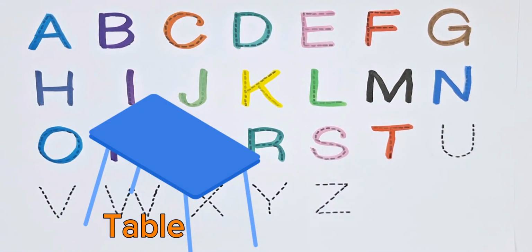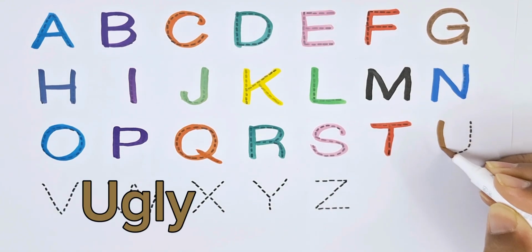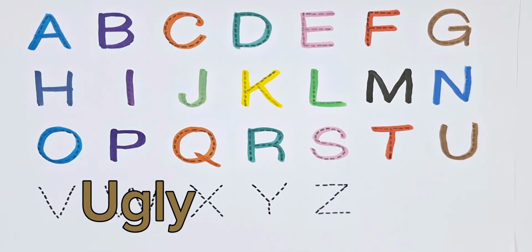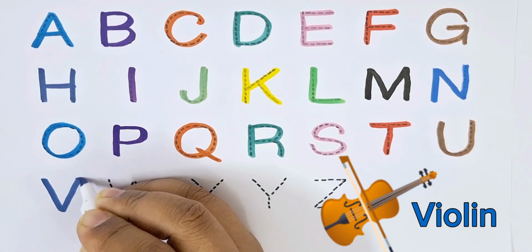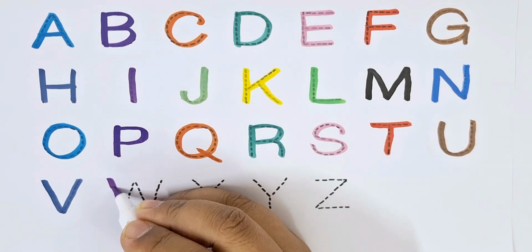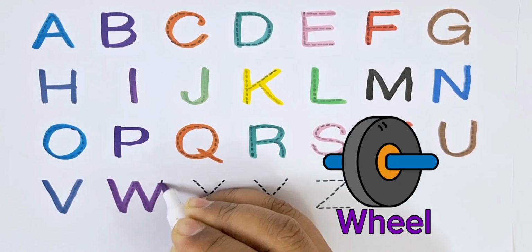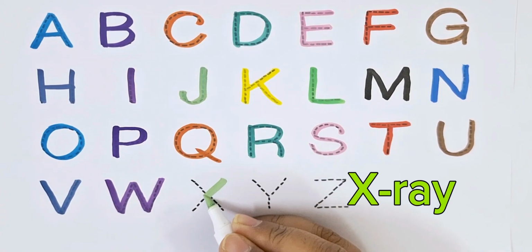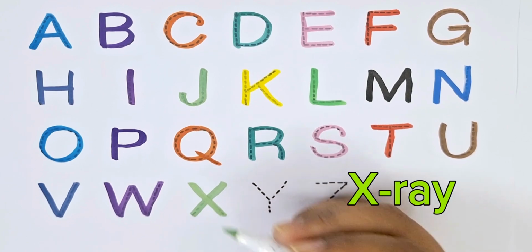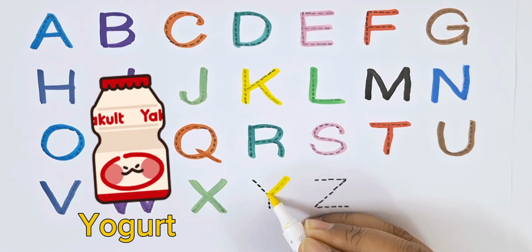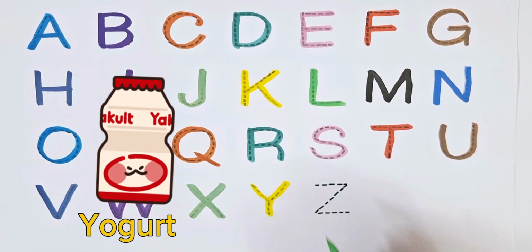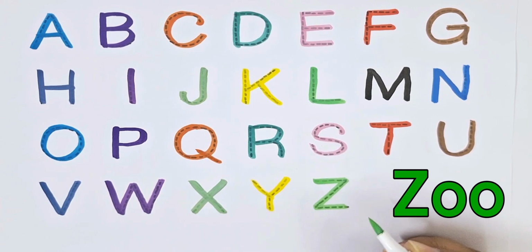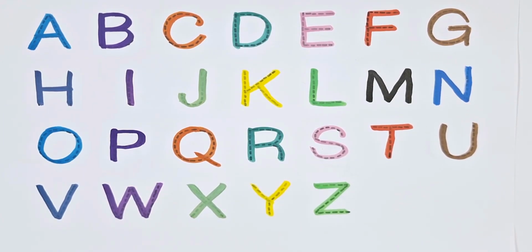T is for table. U is for ugly. V is for violin. W is for wheel. X is for X-rays. Y is for yogurt. Z is for zoo.